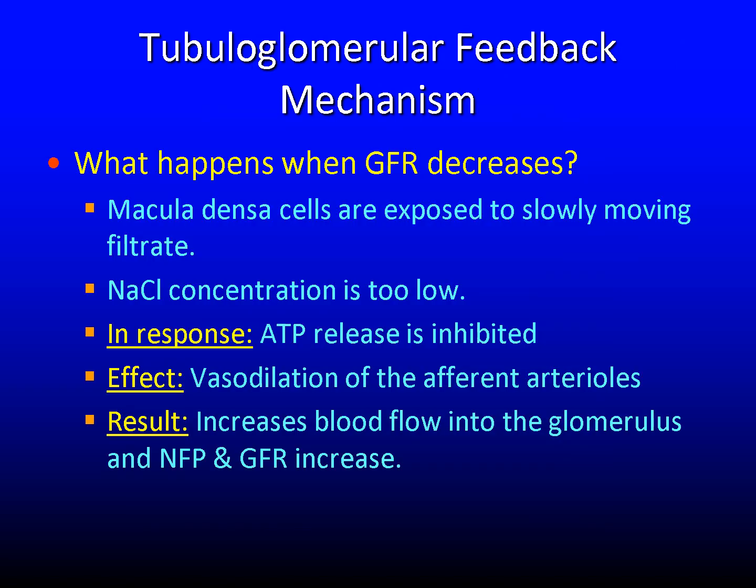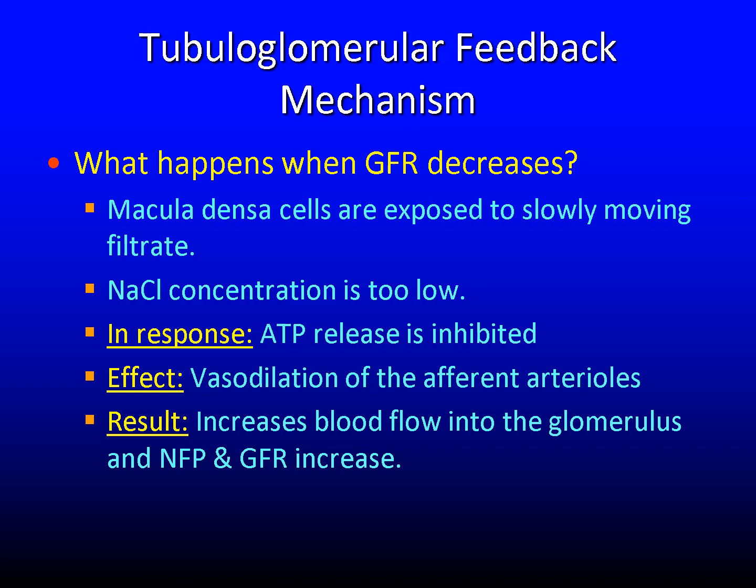Conversely, when the macula densa cells are exposed to slowly flowing filtrate with a low concentration of NaCl, ATP release is inhibited, causing vasodilation of the afferent arteriole. This allows more blood to flow into the glomerulus, thus increasing the NFP and GFR. In summary, the autoregulatory mechanisms maintain a relatively constant blood flow through the kidneys over an arterial systolic pressure range from about 80 to 180 mm Hg.